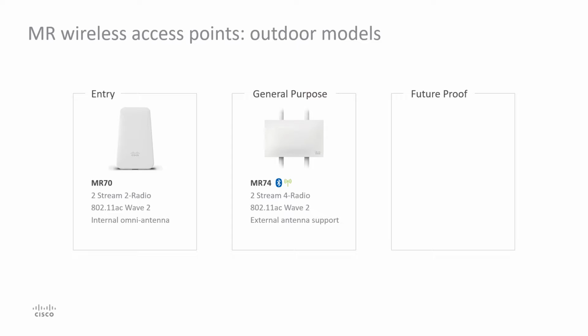And lastly, the MR84 is the future-proofing multi-gigabit access point with 802.11ac Wave 2 characteristics such as MU-MIMO and larger channel width support. The MR70 and MR74 provide a maximum 1.3 gigabits per second aggregate frame rate with concurrent 2.4 and 5 gigahertz radios. The MR84 provides a maximum 2.5 gigabits per second aggregate frame rate. The outdoor access points come with external attachable uplink antennas, and an option for directional antennas can be acquired separately.